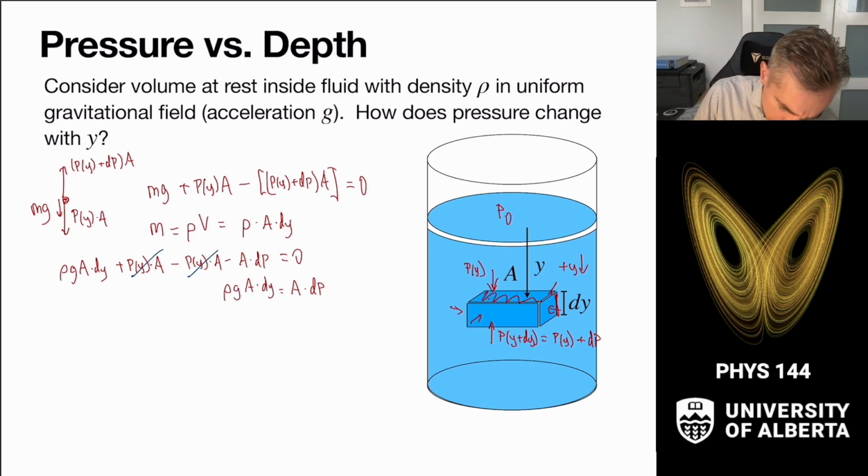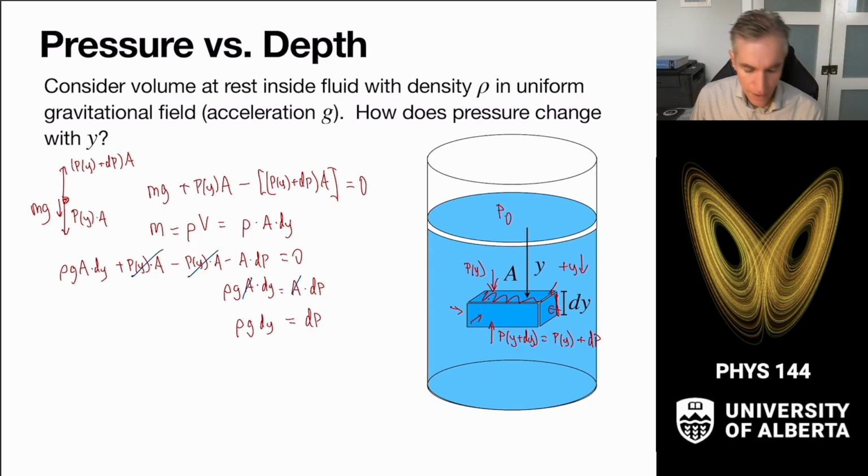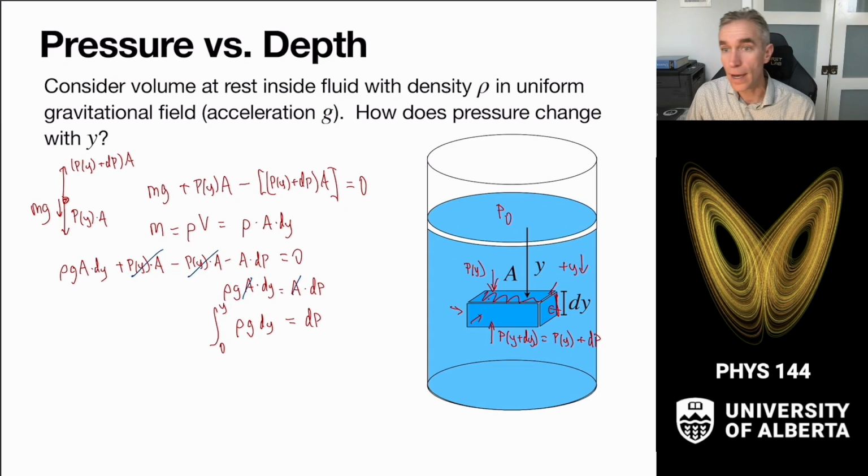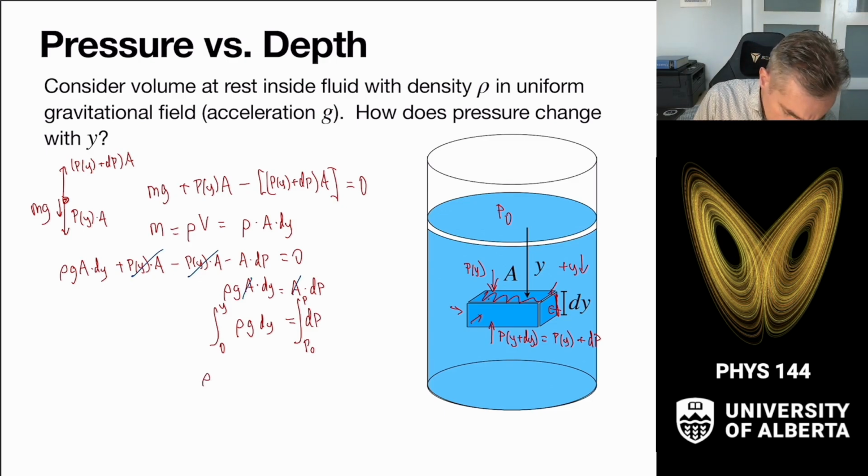There's an area on both sides, which we will cancel out. And we are left with an equation that is yearning for an integration here. So we get that rho g dy is equal to dP. And we're going to integrate that from y equals 0 to some arbitrary height or depth in the fluid. And then we're going to go from our pressure at the surface, P naught, up to some pressure P. And rho times g is going to be a constant here because we're going to assume that the fluid is incompressible.